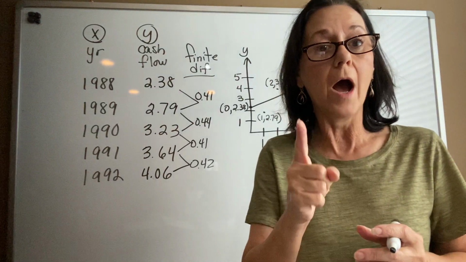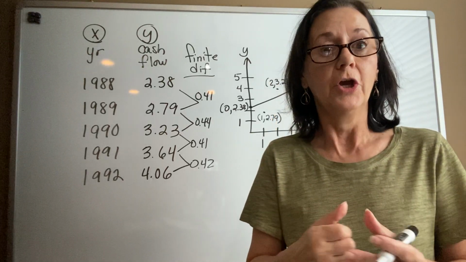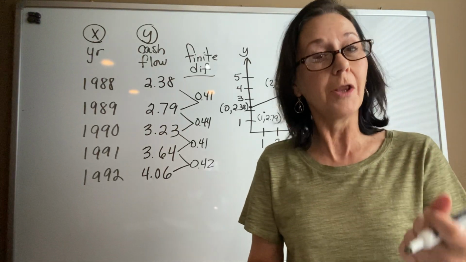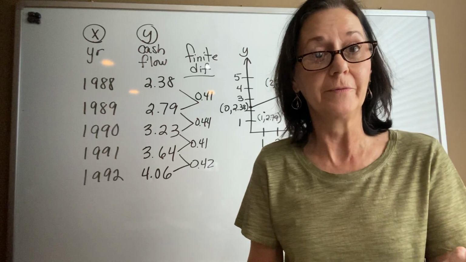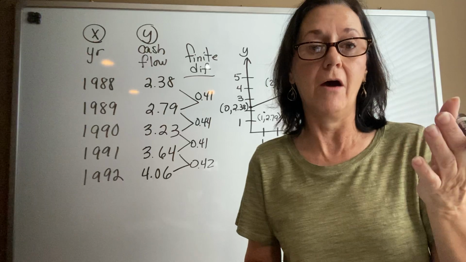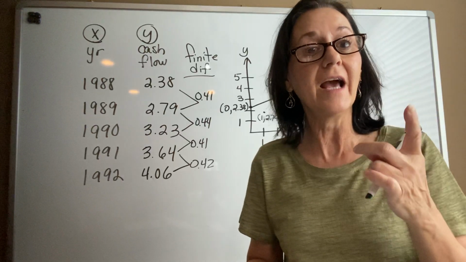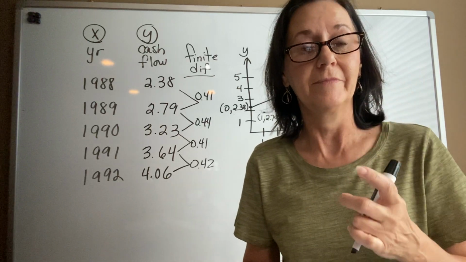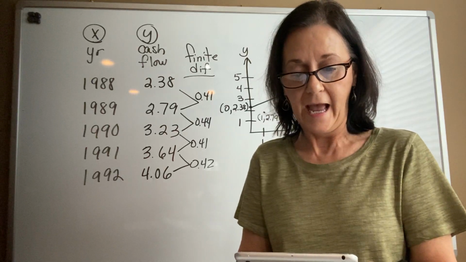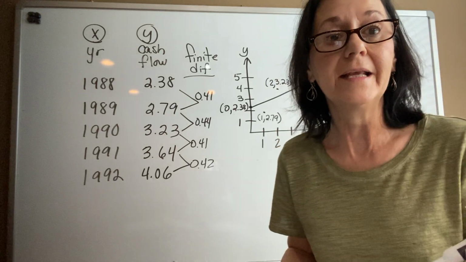So that is one method of deciding if a linear model is the best fit. You look at the finite differences, and if they're all close to the same value, then you can determine that yes, a linear model is the best fit. Okay, finite differences, first method. The second method is when we look at the residuals. All right. Now, what is a residual?